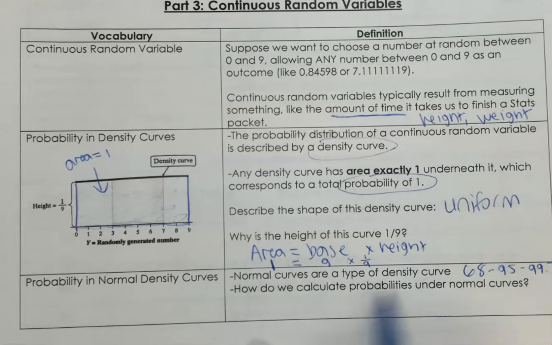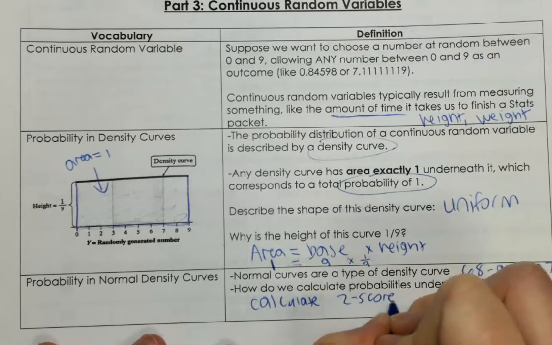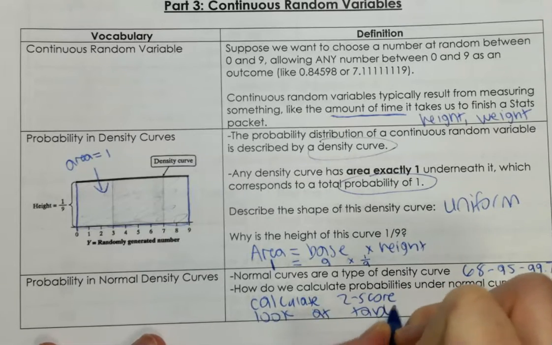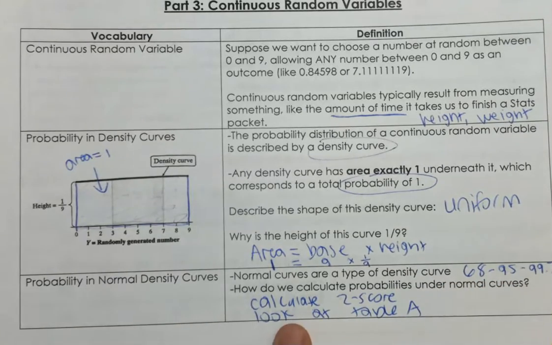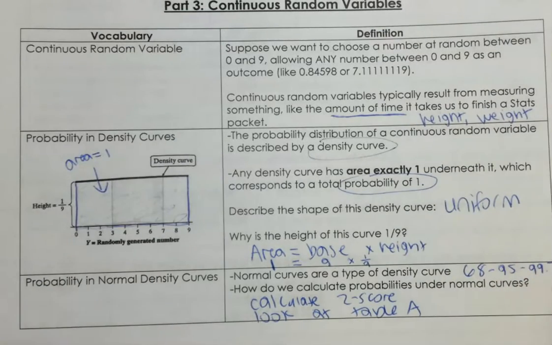All right, how do we calculate probabilities under a normal curve? Does anyone remember? If I have a normal curve and I give you a value, how would you calculate the probability using the normal curve? I hope you said calculate a z-score, and then look at Table A. We are going to refresh your memory of probabilities under normal curves because they are basically a form of continuous random variables. So we're going to do some more normal curve problems.